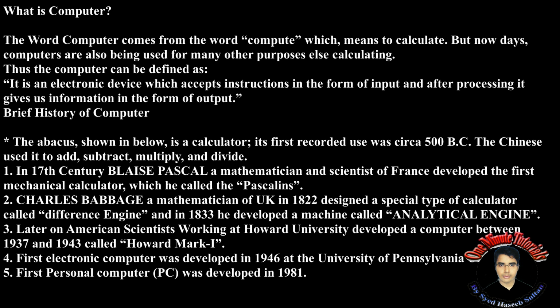Charles Babbage, a mathematician of the UK, in 1822 designed a special type of calculator called the difference engine, and in 1833 he developed a machine called the analytical engine. Later on, American scientists working at Harvard University developed a computer between 1937 and 1943 called Harvard Mark I. The first electronic computer was developed in 1946 at the University of Pennsylvania, USA. The first personal computer, PC, was developed in 1981.